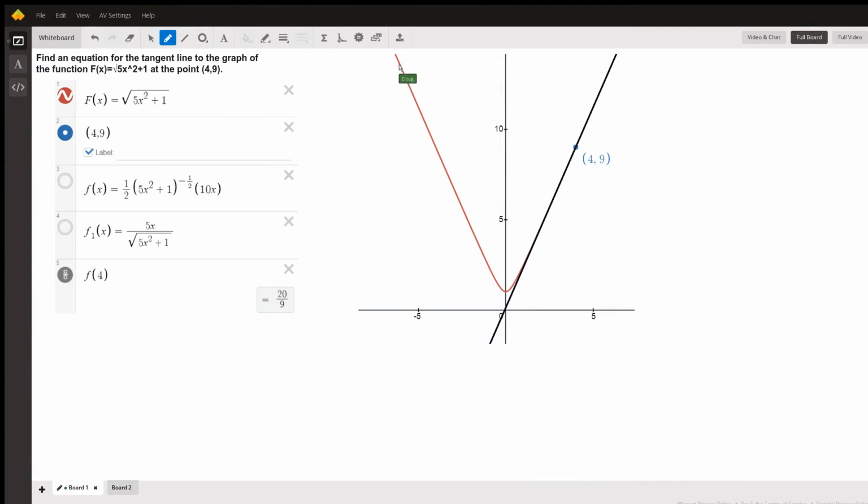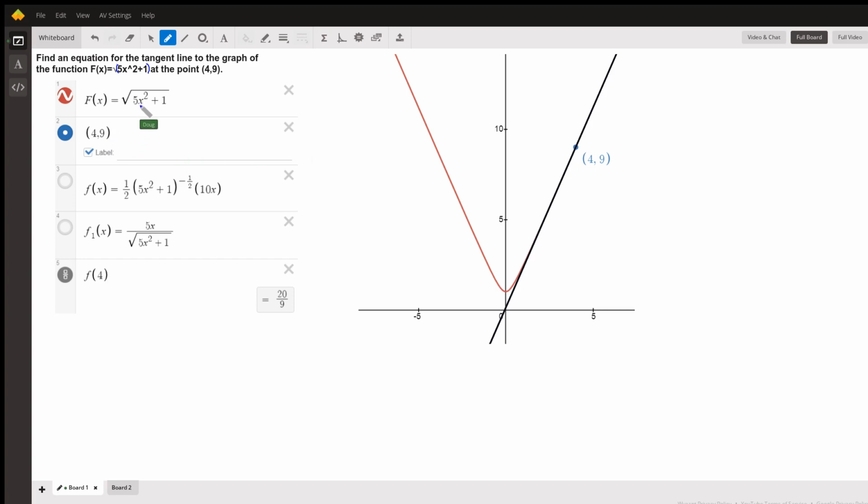Okay, over here to the right, this red graph is the graph of big F, the square root of 5x squared plus 1. By the way, when you post a problem like this, you should really put the 5x squared plus 1 in parentheses. Otherwise, we don't know if the 1 is under the square root symbol or not. But anyway, there's proof that (4, 9) is on the graph.